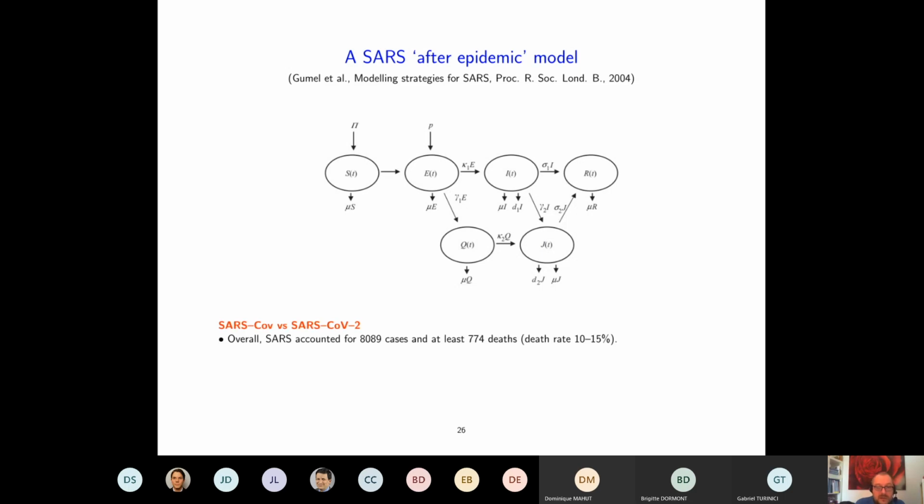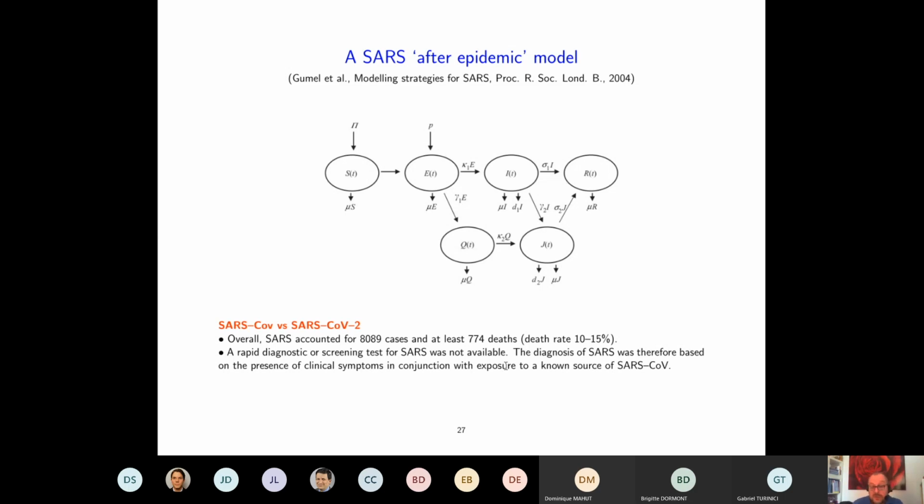Now, of course, when we are comparing these two epidemics, we have a lot of differences. This list is not exhaustive, but first of all, the dimension of the epidemics, because SARS just accounted of more or less 8,000 cases around the world and 800 deaths. So it's not comparable with the case of COVID. And at that time, a rapid diagnostic or screening test was not available, so that the diagnosis was made just by associating the presence of clinical symptoms in conjunction with exposure to a known source of SARS. And this is more or less what has been done in the first stage of COVID epidemics, at least in Italy as well.